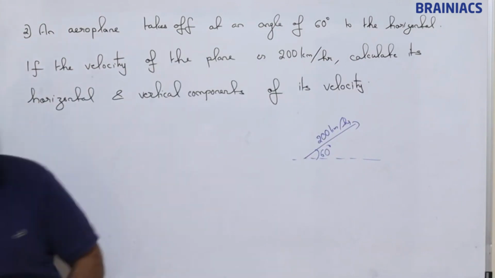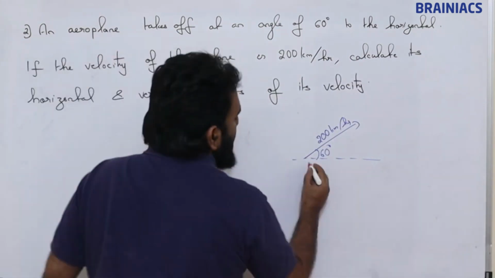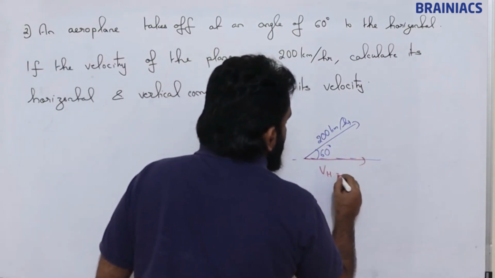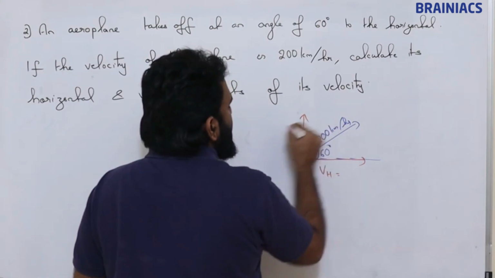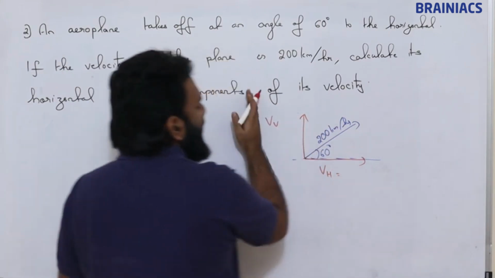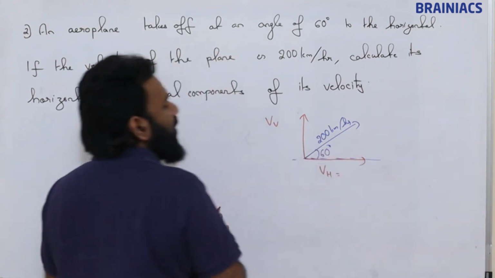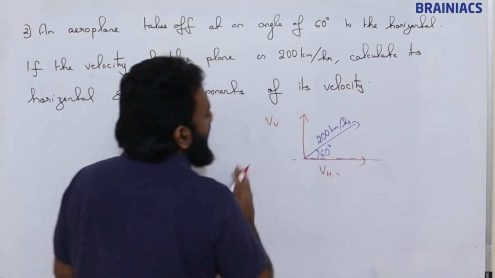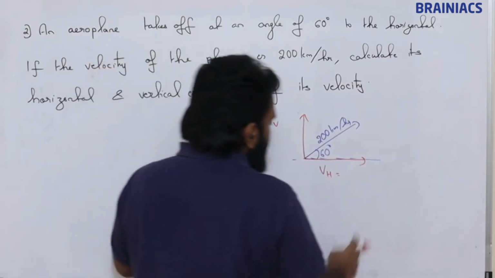Please do this and see the answers. So this is velocity horizontal and this is velocity vertical. Vertical component of velocity, horizontal component of velocity. Or we can say this is the velocity. How much is the horizontal part? How much is the vertical part?